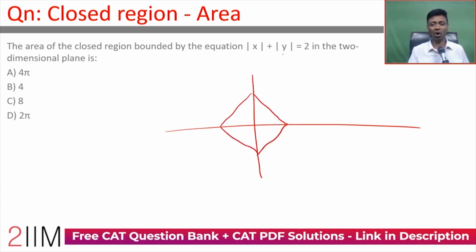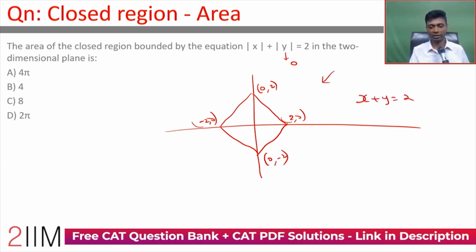How do we get that? In all of these questions, put one of the two as 0. Put y equal to 0, x could be 2 or minus 2. So 2, 0 and minus 2, 0 sit here. A symmetric shape. Therefore 0, 2 and 0, minus 2 also sit. If x and y are both positive, that is, we are in this quadrant, mod x plus mod y equal to 2 is just x plus y equal to 2.